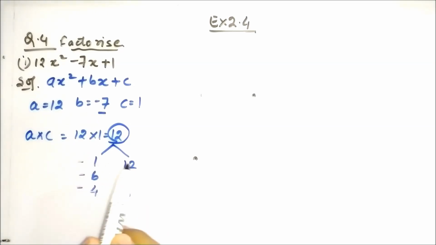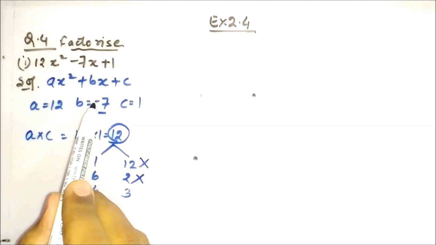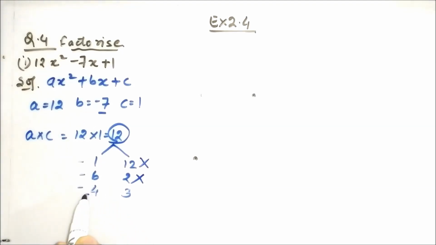If you see 1 and 12, if you add or subtract, you cannot get b, that is minus 7. So this is definitely cancelled out. 6 and 2 also, if you add you will get 8, if you subtract you will get 4. So definitely you are not getting 7, so let us cancel this also. We are left with 4 and 3. Now when you add 4 and 3, we will get the value 7. When you multiply, you will get 12. But here we have minus 7. So we need to put minus 4 and minus 3, because minus 4 plus minus 3 will give you minus 7, and minus 4 multiplied by minus 3 will give you 12. So our factors are minus 4 and minus 3.